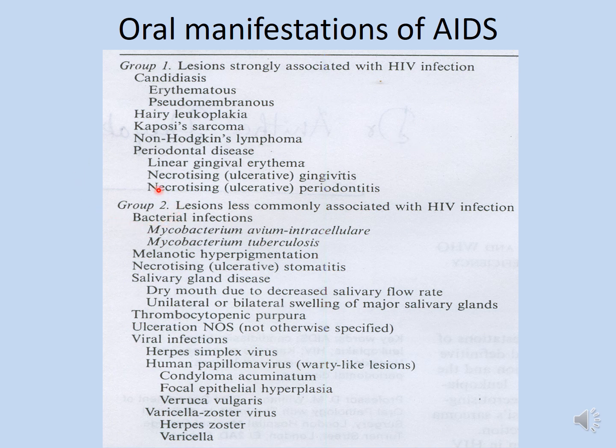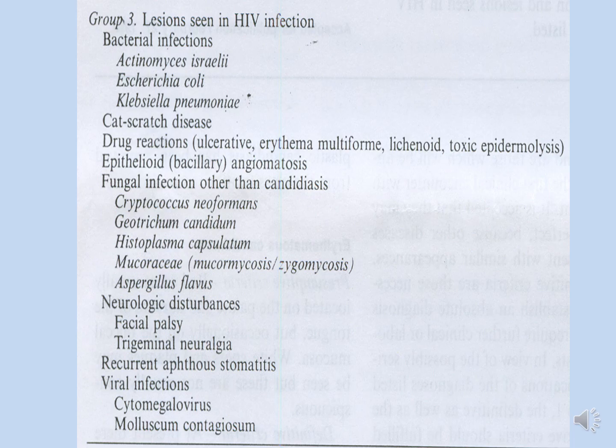Group 2 lesions, on the other side, are lesions that are less commonly associated with HIV infection. All right, and there's a very long list: bacterial infections, melanotic hyperpigmentation, necrotizing stomatitis, salivary gland disease, thrombocytopenic purpura, ulceration not otherwise specified, viral infections like herpes simplex, human papillomavirus, varicella zoster virus, so on and so forth.